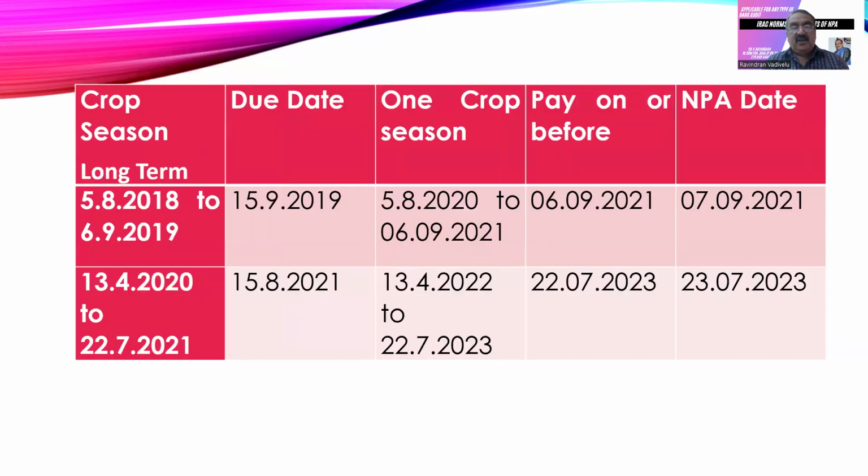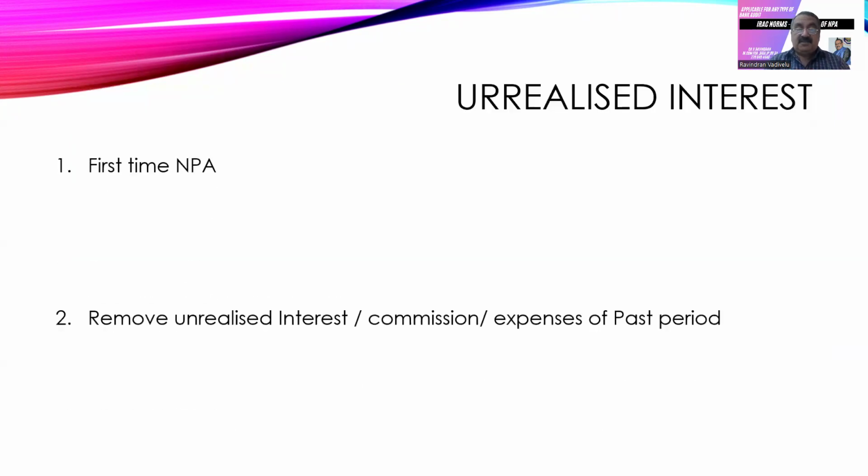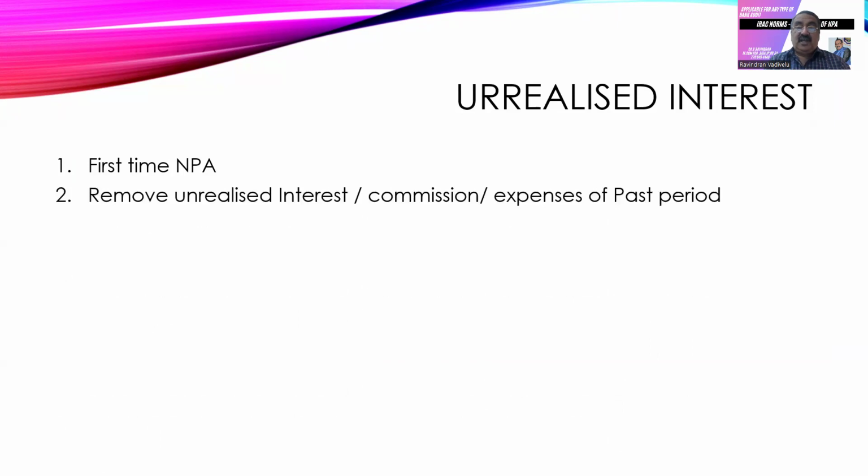And now we are going to another very important thing: once a loan account has become NPA, you have to remove the unrealized interest. So how to remove the unrealized interest? In the circular, they say that you have to remove the unrealized interest, commission, expenses of the past period. That is clearly stated in the 1/10/2021 circular, even in the 1/4/2023 circular.